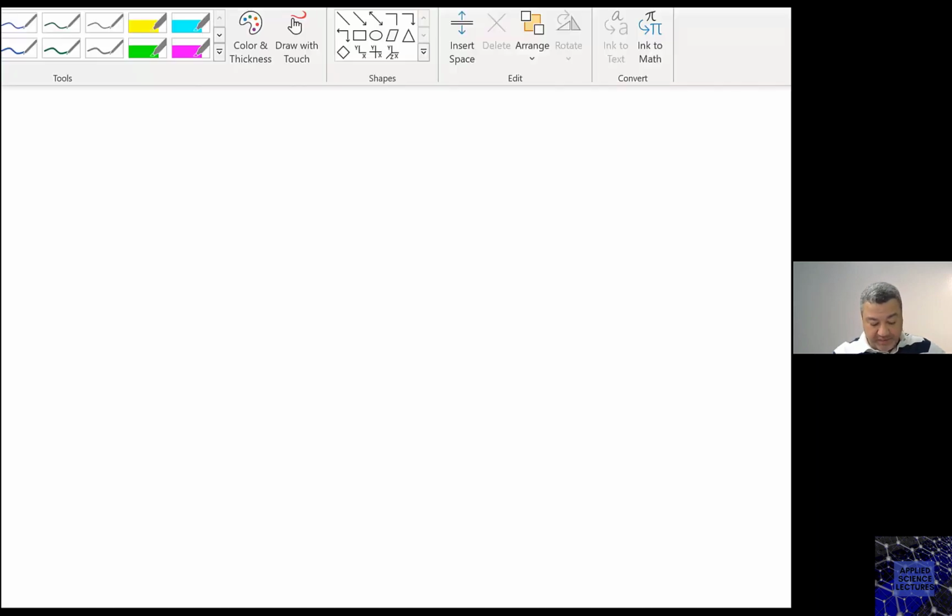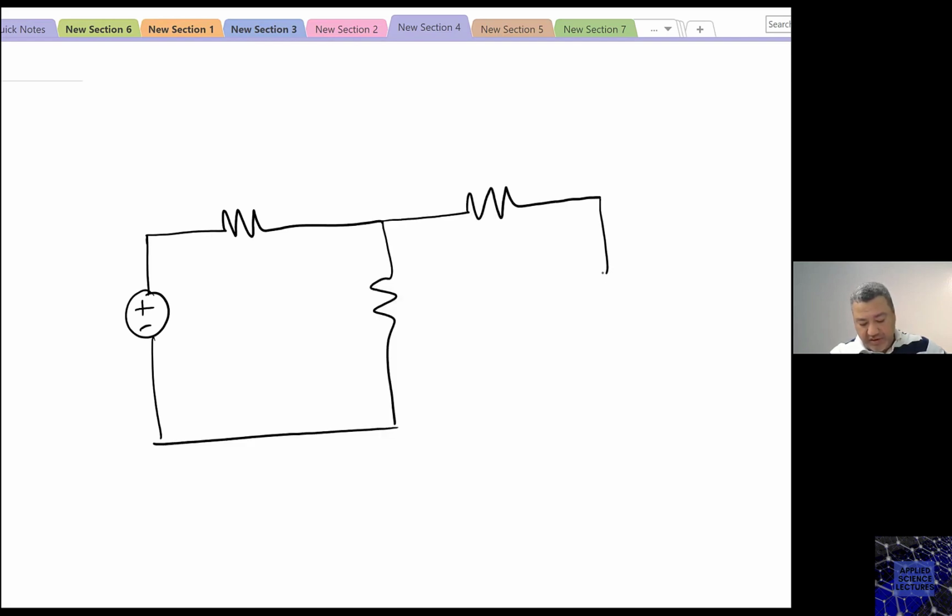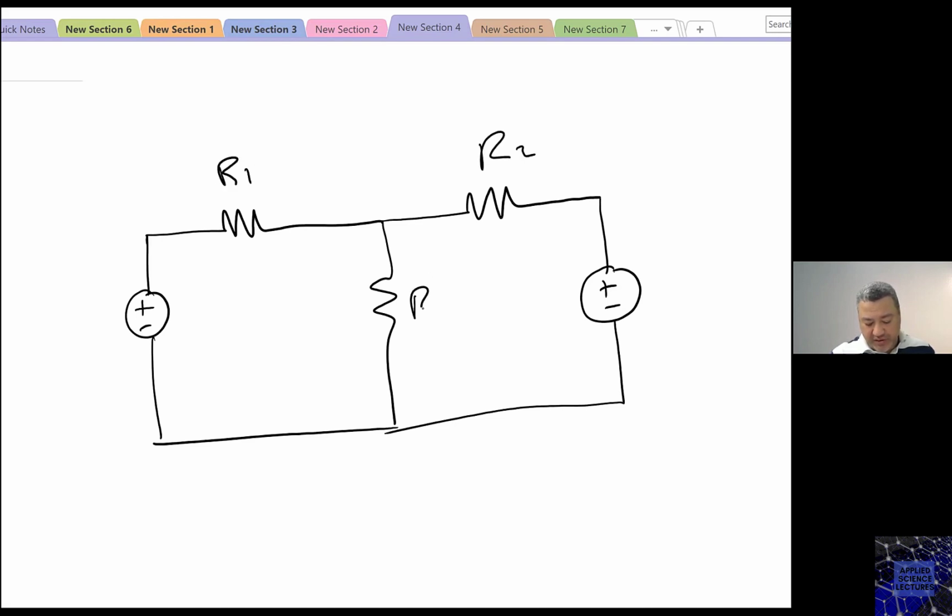So again, if I have here a voltage source and I have here a resistor, I have a second resistor here, and a second voltage source, right? So if this one is R1, this one is R2, and this one is R3, and this one is V1, and this one is V2.